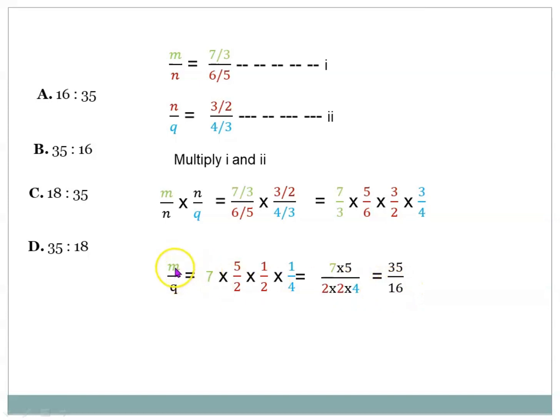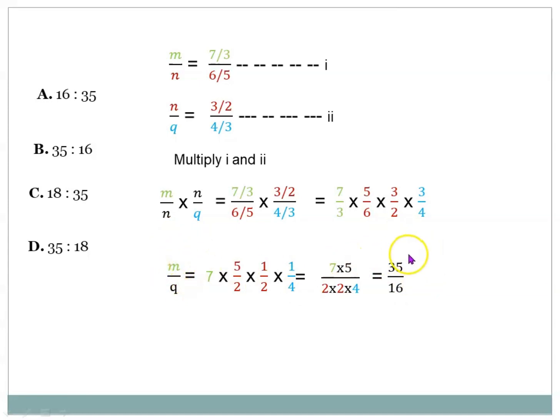Then ratio m to q will be equal to 35 over 16, right? But that is not the question. What the question asks is to find ratio q to m, but here we have m ratio q. So what can we do with this value we got here? We see that m is 35, and q is 16. Now what can we do to make it q ratio m?